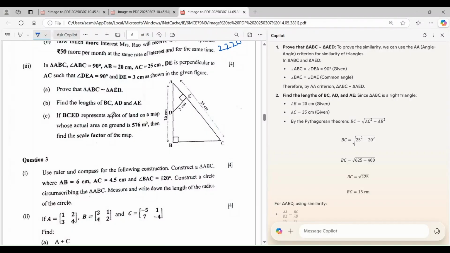Find the length of BC, AD and AE. BC: ABC is a right angle triangle. So according to the Pythagoras theorem, BC equals the square root of AC square minus AB square, that is 25 square minus 20 square. So BC is 15 centimeters. Now these two triangles are similar, so the sides are in proportion.